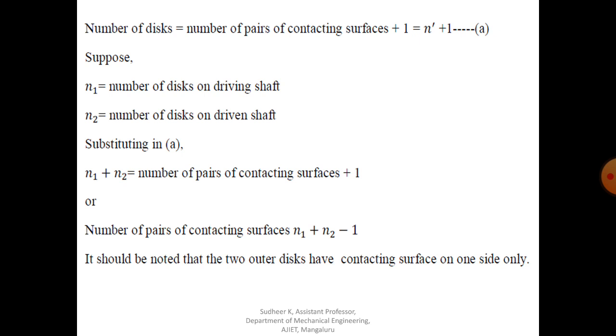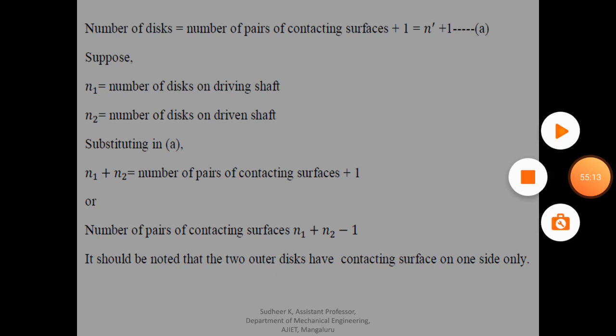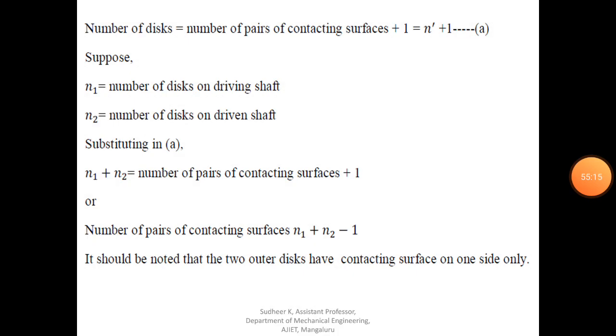For single plate clutches, what are the applications? They are used in cars, trucks, whatever it may be. Similarly, multi-plate clutches are used in motorcycles, where the construction is desirable. Due to the desirable constructions, we have a lot of applications of these two clutches. These are some of the differences between single plate and multi-plate clutch.